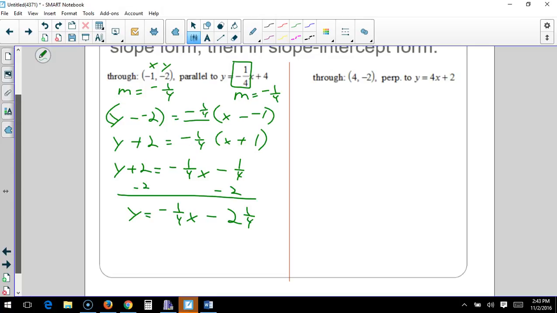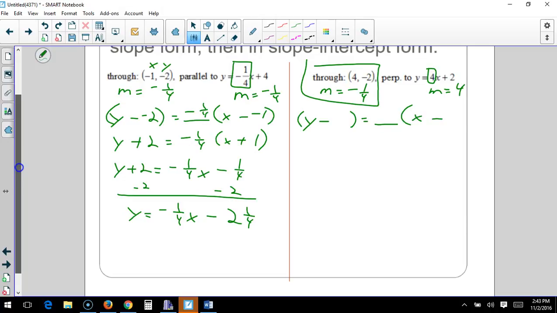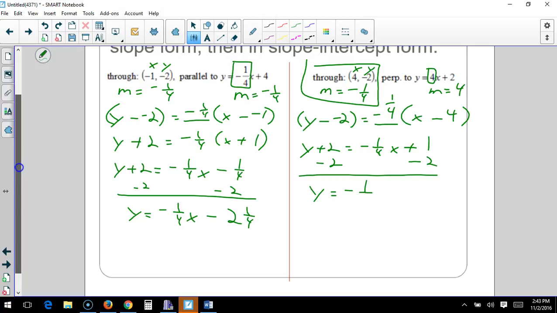On to the second one. It's perpendicular. Well, here's my slope, m equals 4. I don't want that slope. I want the slope of negative 1/4, opposite and reciprocal. So I'm going to use this information right here. Again, y minus something equals m times x minus something. And I drop in my x and y. Negative 2 is my y, negative 1/4 is my slope, and 4 is my x. Y plus 2 equals, let's send a negative 1/4 in, negative 1/4 x, negative times negative is positive, and 1/4 of 4 is 1. Subtract 2 from both sides, and I end up with y equals negative 1/4 x minus 1. That's my slope-intercept form. So those are both the same line, just different forms of the equation.